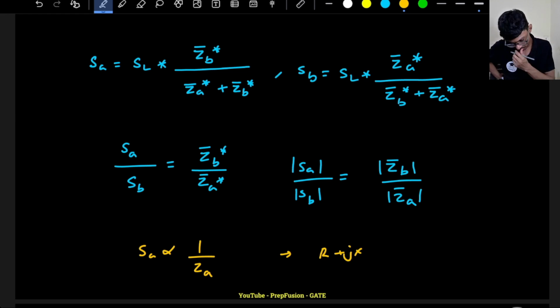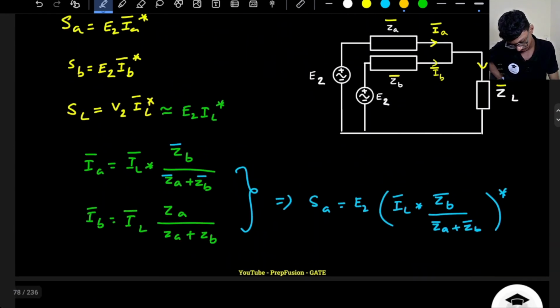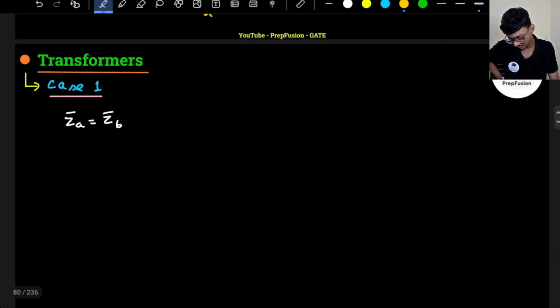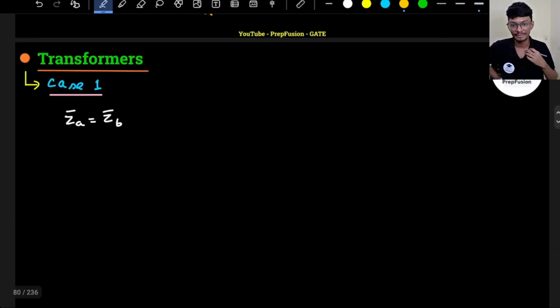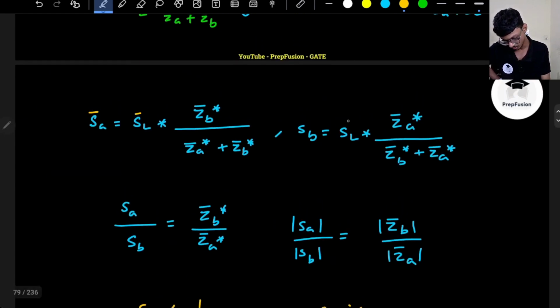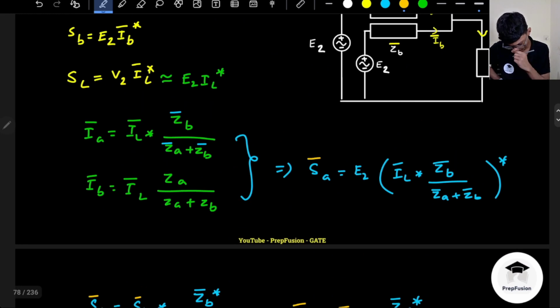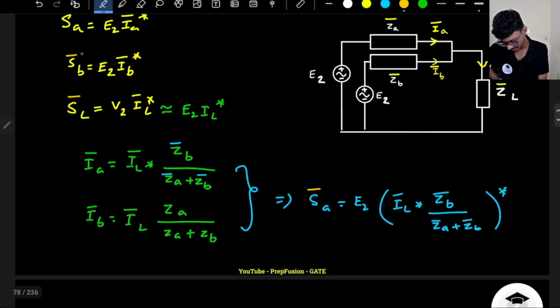I hope you have understood this point. So, case 1: if both the leakage impedances are the same, then what is SA over SB? It is a complex number. I forgot to write that SA, SL, SB are all complex numbers, so that's why the bar will be there. Here this will not be a complex number anymore, just a magnitude.